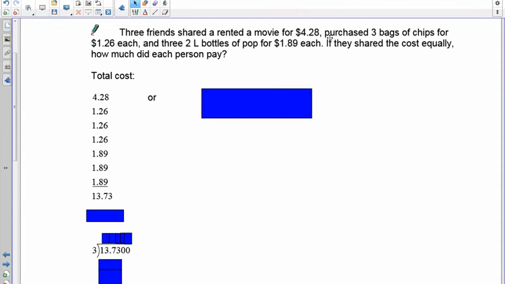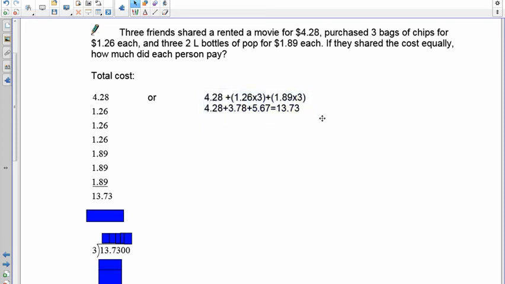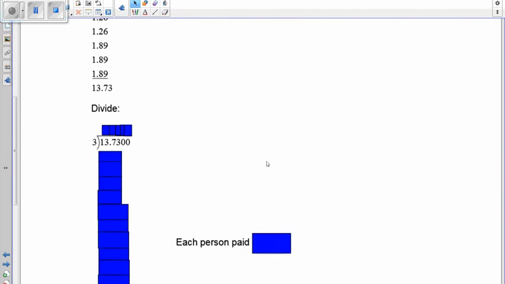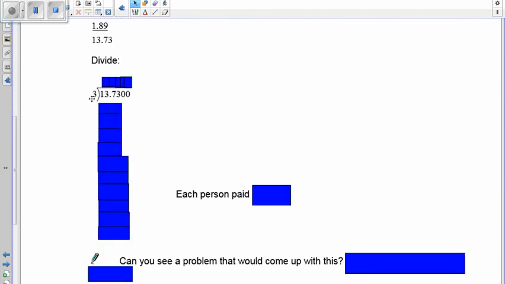Now, if you wanted to, you could shorten this up and go 4.28 plus 3 times this and 3 times that, which is what I did right here. You still get 13.73. Okay? All right, so we now have a total of 13.73. Next step, we need to find out how much each person pays. Now, we have 3 friends, and we have 13.73, so I've got to divide 13.73 up into the 3 friends.